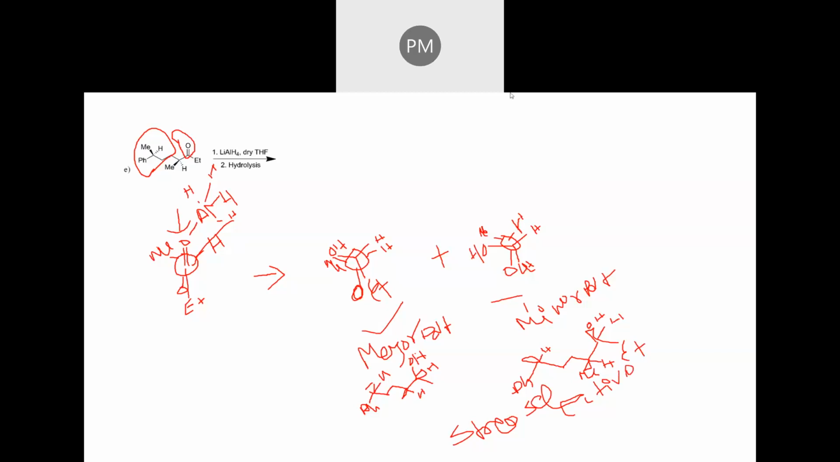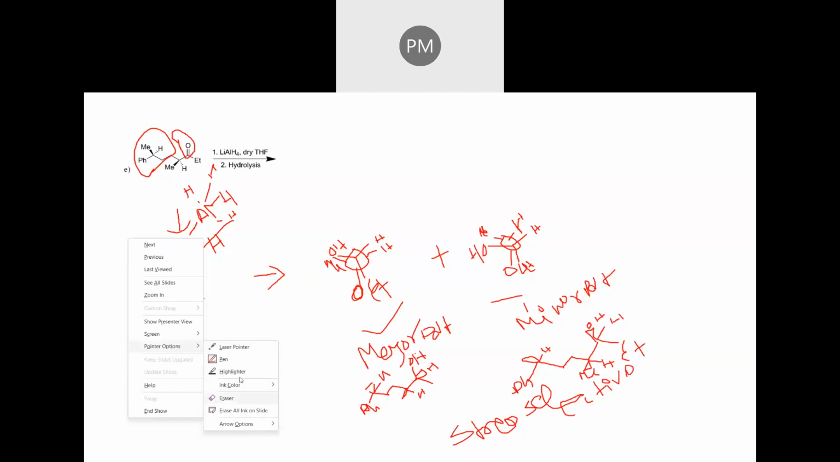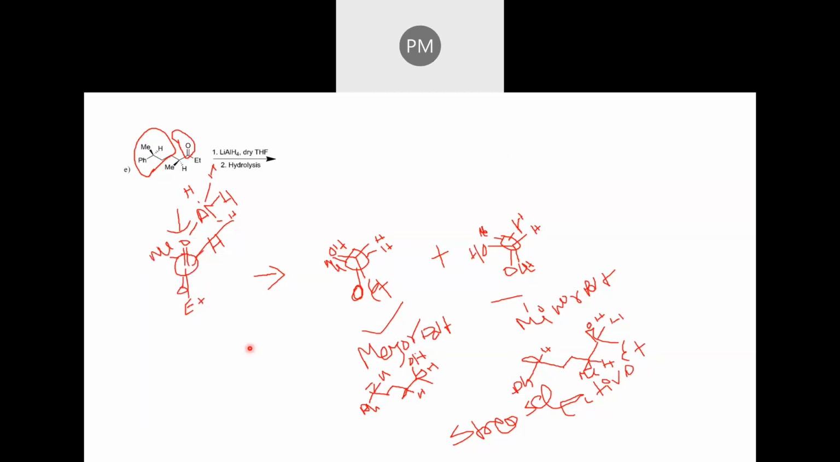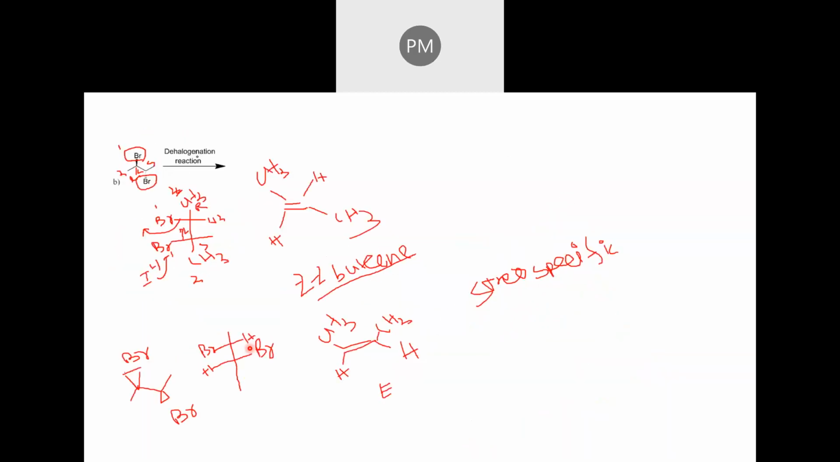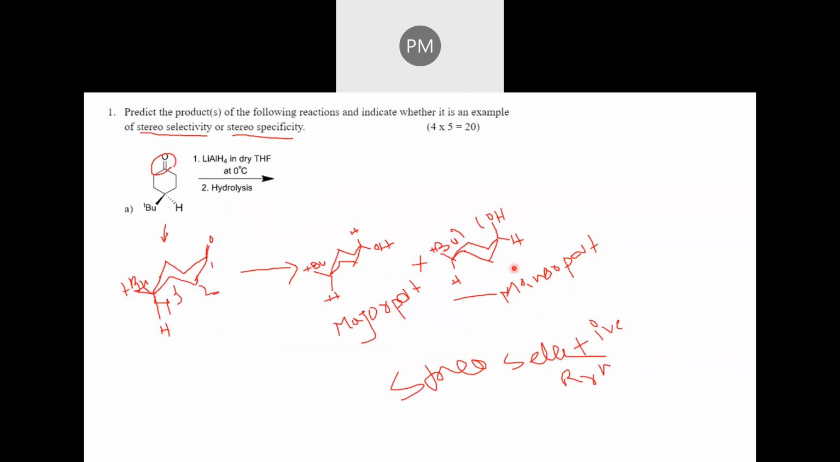So if we summarize all of this again: today's class is about reactions where there is a chiral center, and what will happen then. There will be some stereoselectivity and stereospecificity of the reaction. So we also have to find out the stereoselective product and stereospecific product.